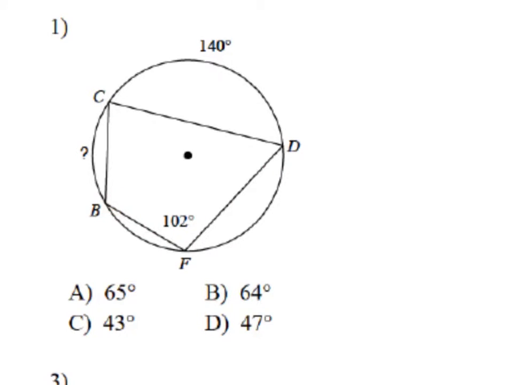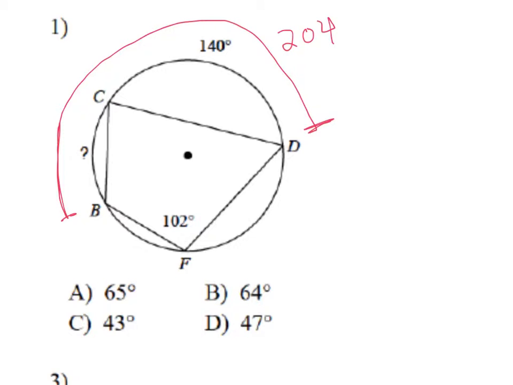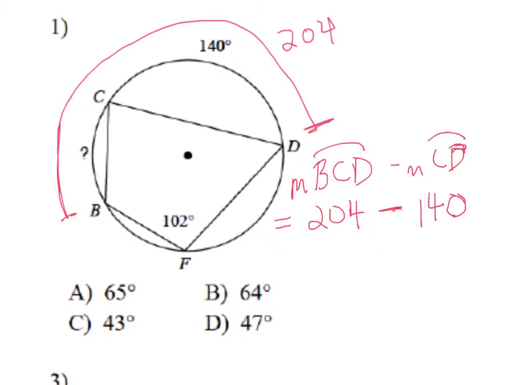So if the inscribed angle is 102, I know the intercepted arc should be 2 times that, which is, I believe, 204. And since they told me that CD, which is a piece of that, is 140, I'll be able to find BC with some subtraction. So, with some subtraction, I end up getting 64 degrees as my answer. That's the measure of the remaining arc.